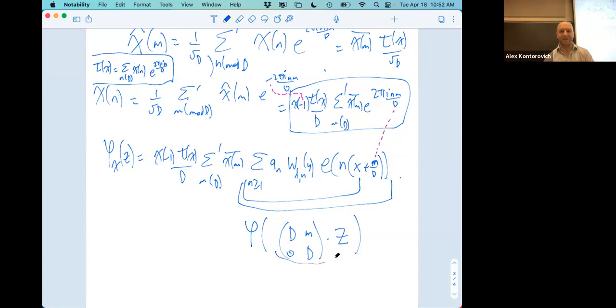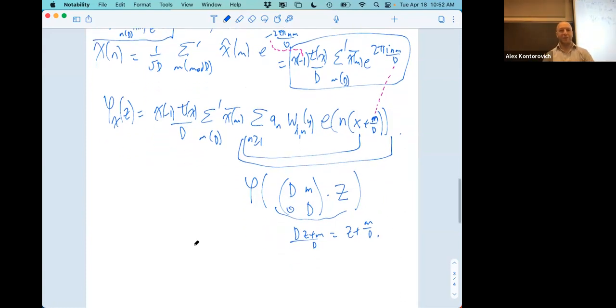This is just dz plus m over d, also known as z plus m over d. Nothing has happened to the imaginary part. The real part is translated by m over d. Just recognize it. Okay, so this twisted thing, look at what we have. This twisted thing is actually a finite sum of phis at these, but these matrices aren't in SL2Z. They have determinant d squared.